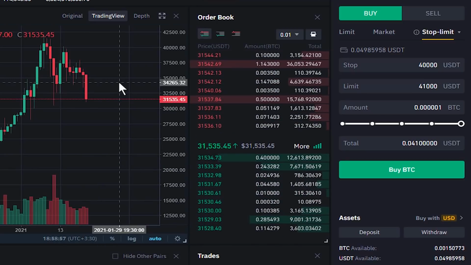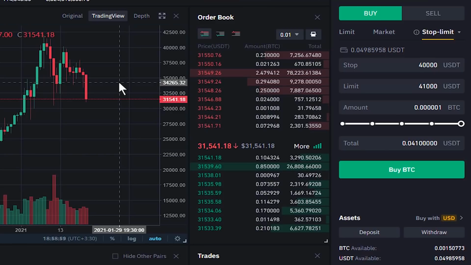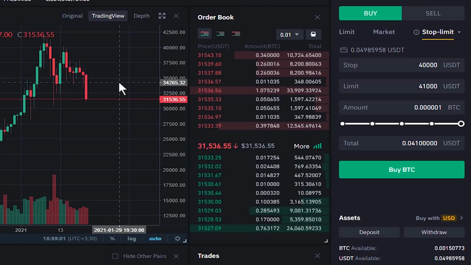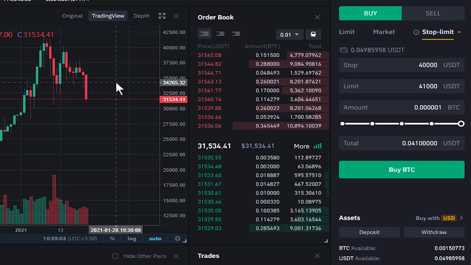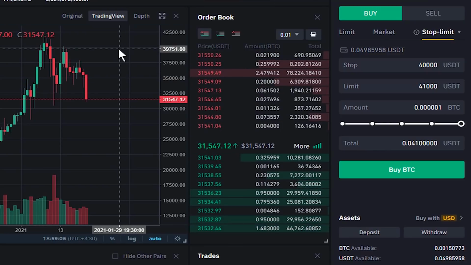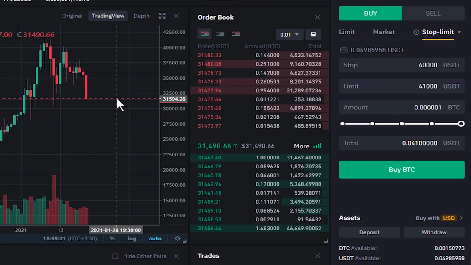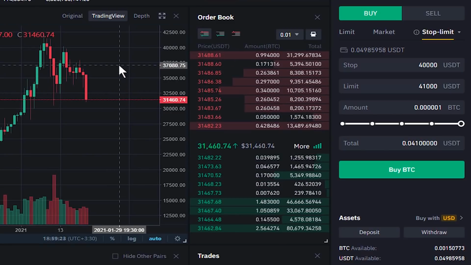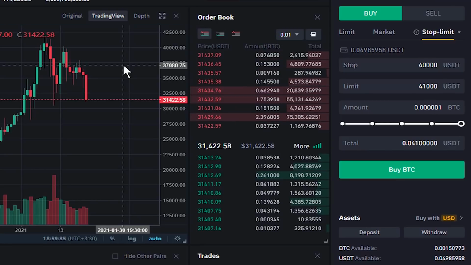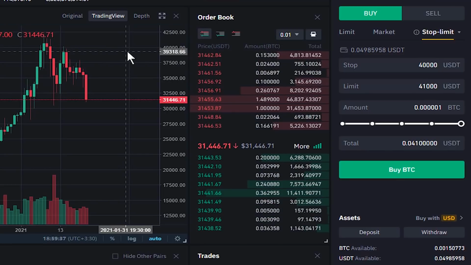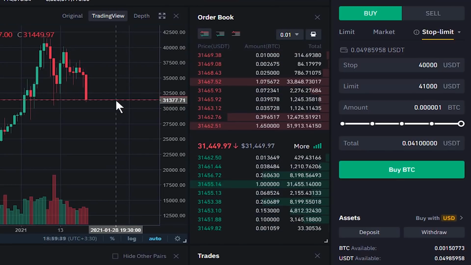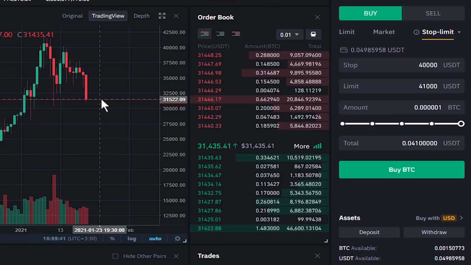Pay attention that in this situation, you cannot place simply a limit buy order, because if you place a limit buy order at 40,000, for example, it will be executed instantly at the current price of the market, because it would be a better price than 40,000, right? The limit order will be executed at 40,000 or a better price. So it will be executed at the current price of the market.